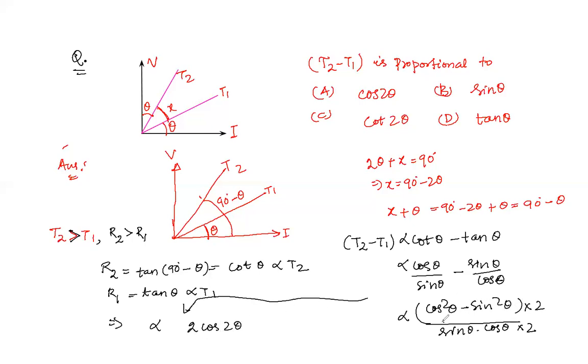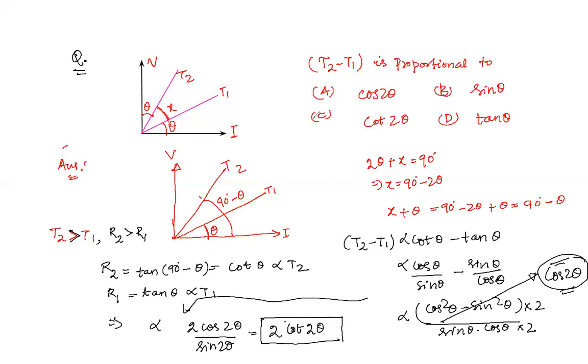See, cos square theta minus sin square theta has an identity of cos 2 theta, right? If you don't know, you just remember this one. This is cos 2 theta. 2 times cos 2 theta divided by sin 2 theta, because 2 into sin theta into cos theta is sin 2 theta. So now this whole thing will become 2 cot 2 theta. So this is the answer to the question. So option C is the correct answer.